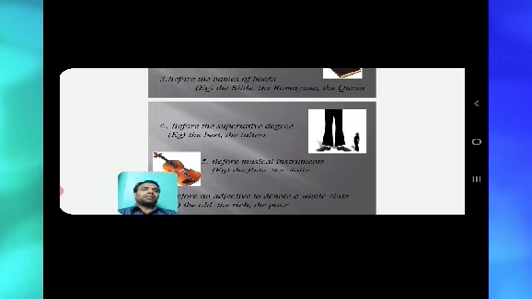In adjectives we have three degrees: positive degree, comparative degree, and superlative degree. When we are using the superlative degree in a sentence, there should be the in front of it. For example, the best, the tallest. What are the other degrees of the best? Good, better, best. Good is the positive degree, comparative degree is better, superlative degree is best.